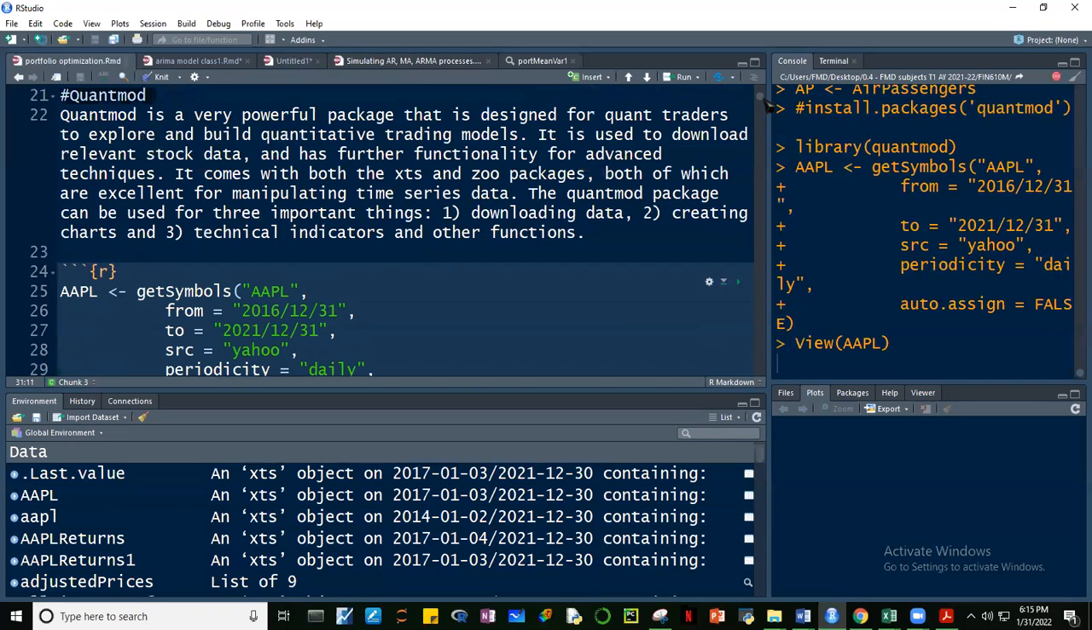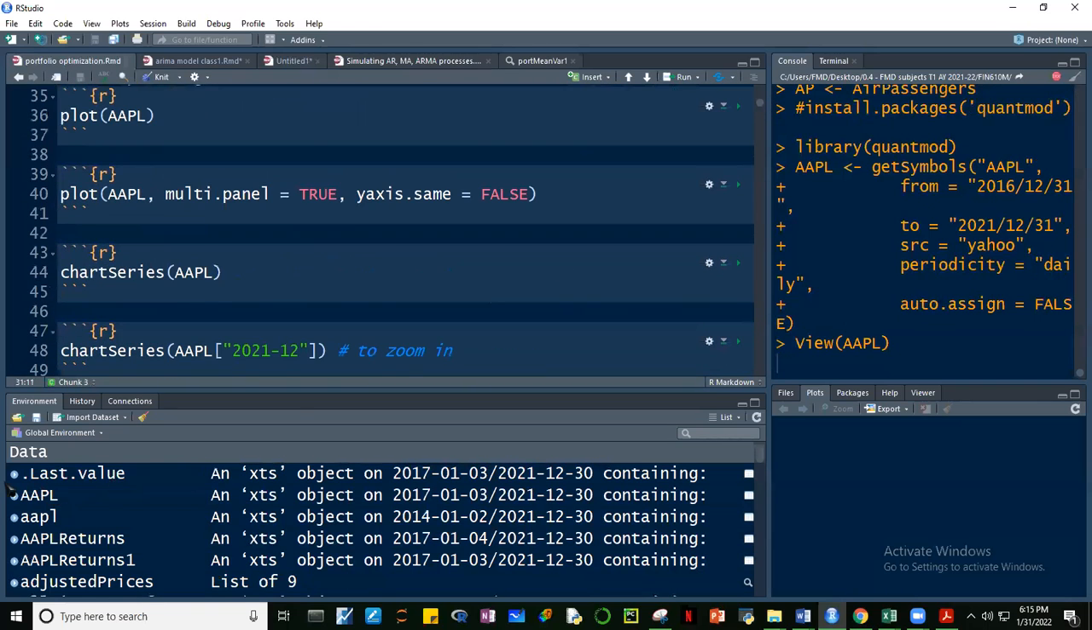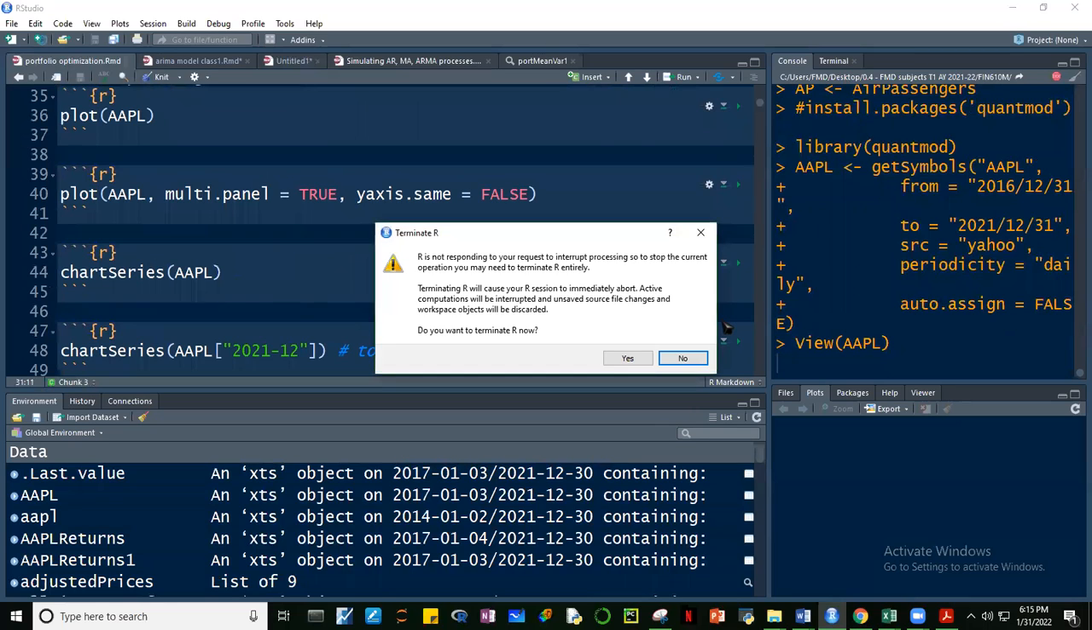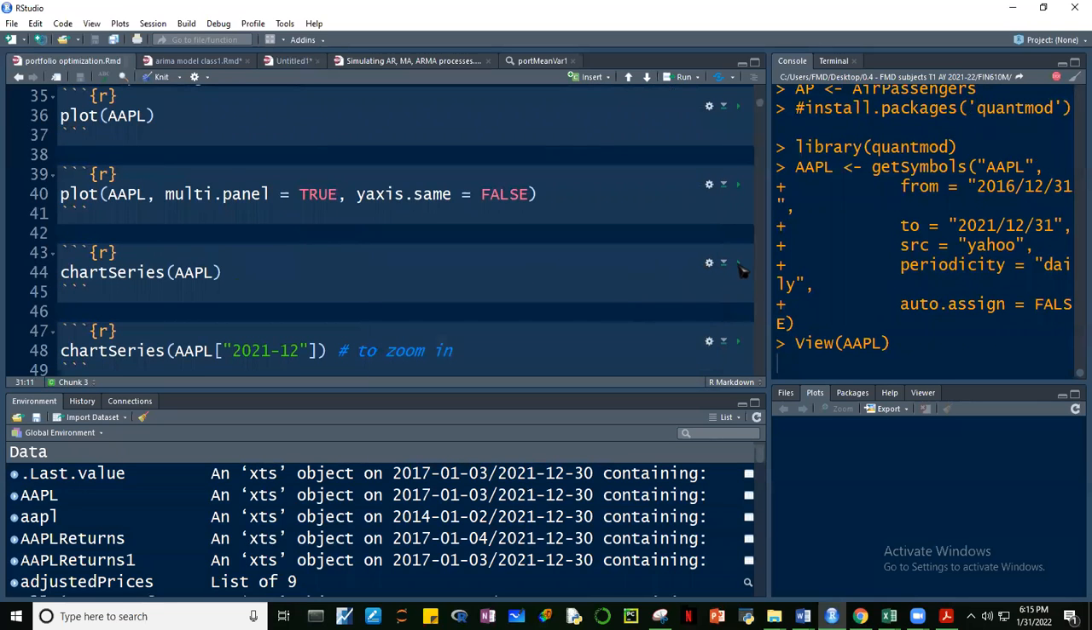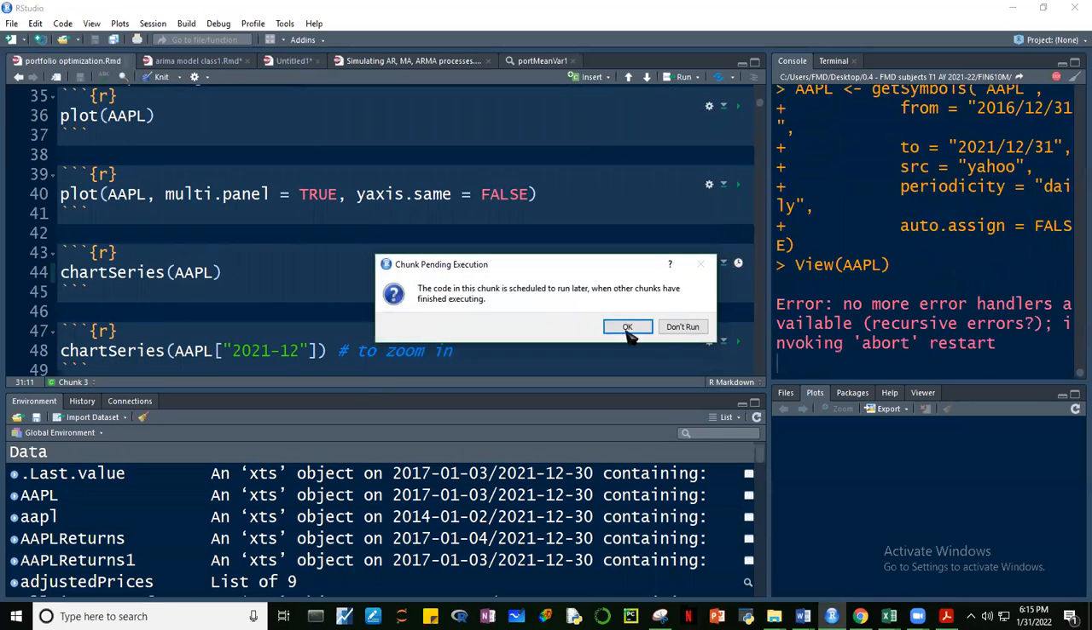Okay, I think nag-run na siya. Tapos andito na yung object natin, Apple, and then take a look at the plot, for example. Uh-oh, okay. Nag-hang. Okay.